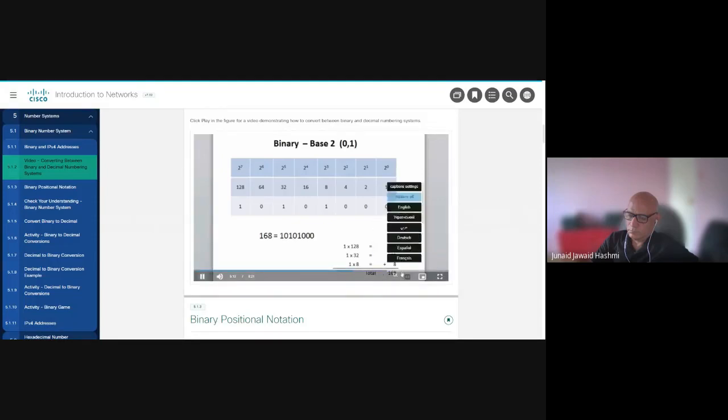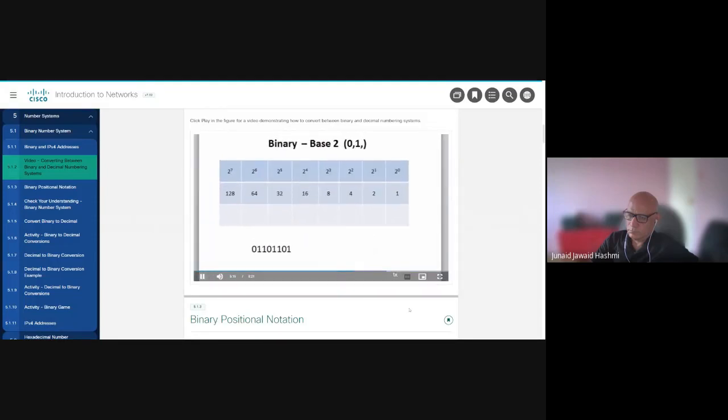If we go to the next slide, you can see that I'm now charged with converting the number 01101101 to decimal. If I want to go the opposite. Okay, so who knows how to do this? Tell me. How are we going to convert this into decimal? So what is the decimal of 01101101? Anybody?